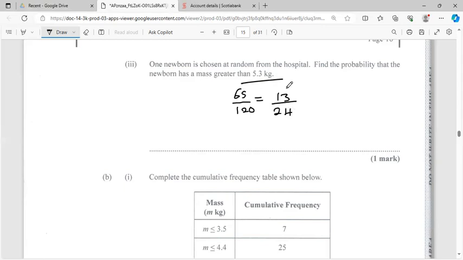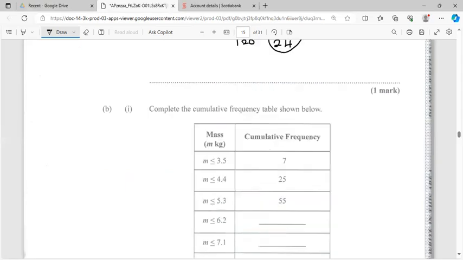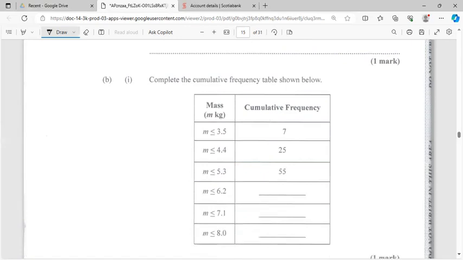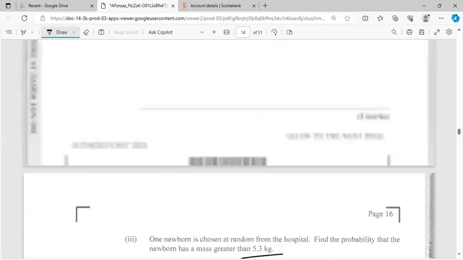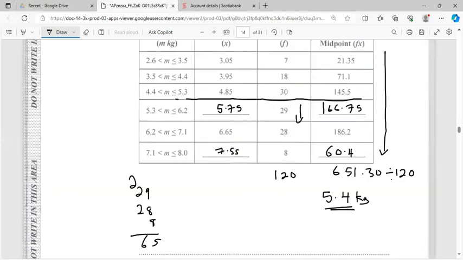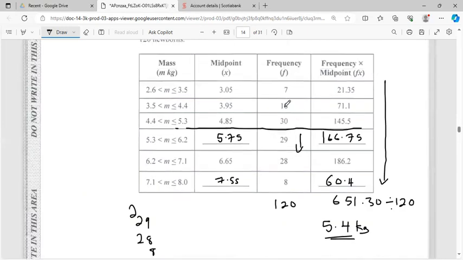That's perfect. Alright, it says complete the cumulative frequency table shown below. Alright, so guys, cumulative frequency means you're just adding up the numbers. So the first number was 7, next number was 18, so you add 7 and 18. I think I can do it from here. So you had 7 and 18, that's 25, you add this, you get 55. So see if we can sum it up.